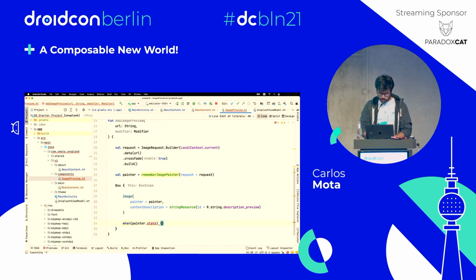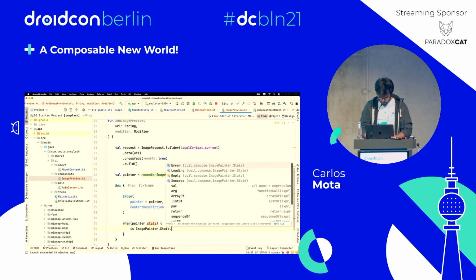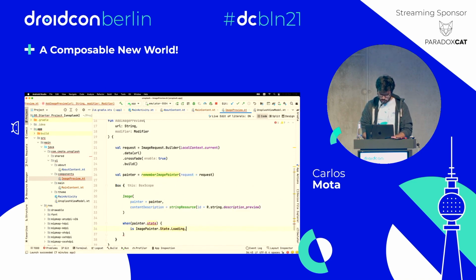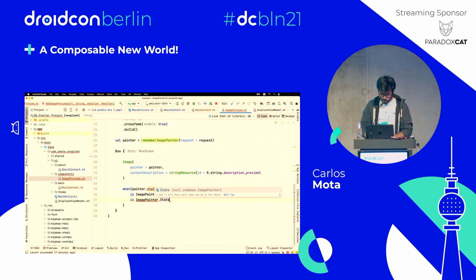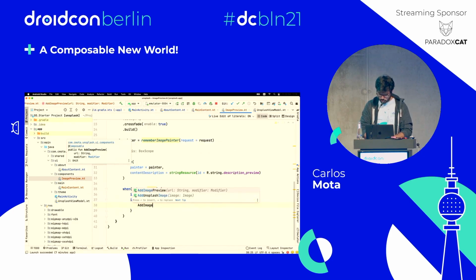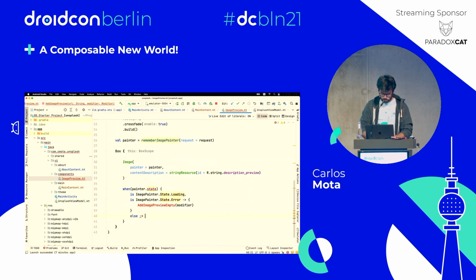And one of these states is loading, so painter.state.loading. And when the state is, for instance, error. I know that you don't have image, but trust me, I'm going to go with error. I want to show another composable. So the composable that I want to add here is going to be AddImagePreviewEmpty. That's going to receive the modifier that I've sent before. And in case it's else, I'm just going to do nothing.